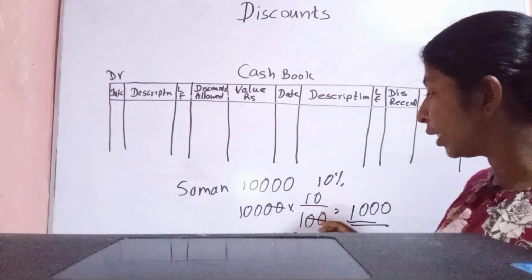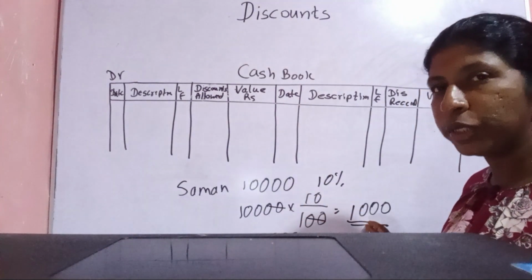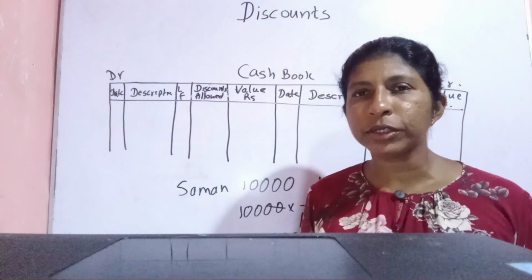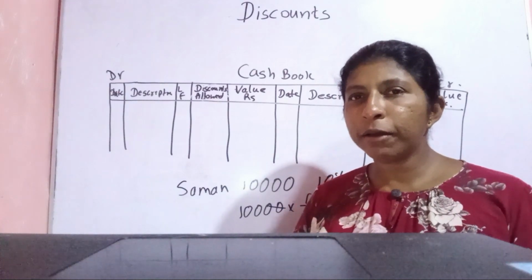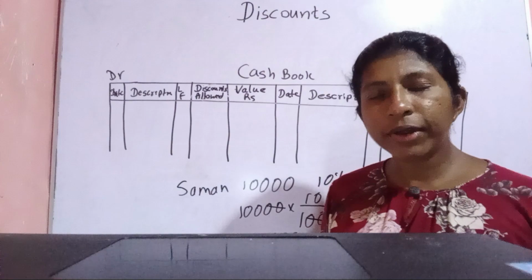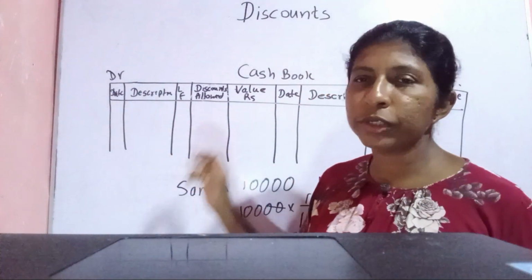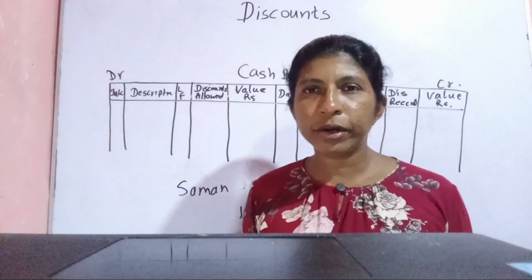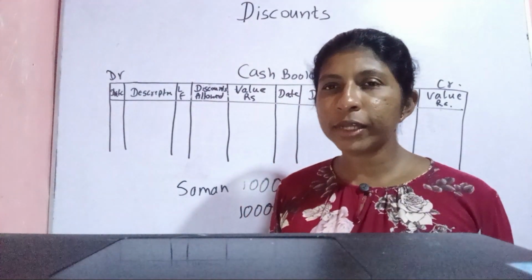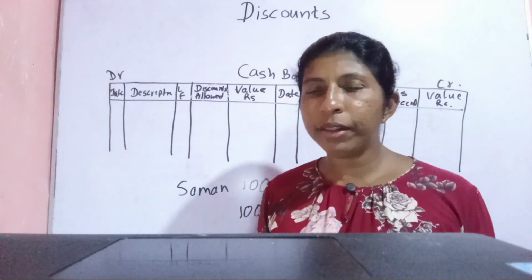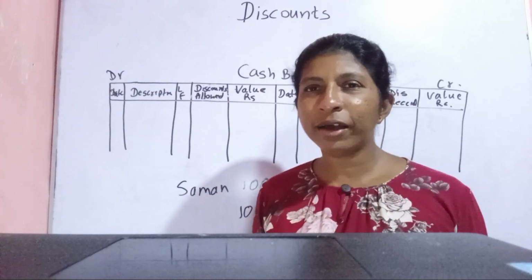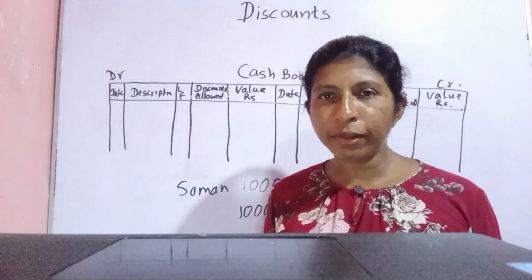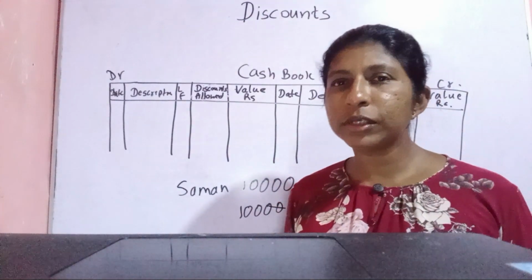As well as we are receiving 10,000 minus 1,000, 9,000 from our trade debtor. We have to record that also. That figure we can debit to the cash book because we are receiving money 9,000 from our debtor Saman. Therefore, debtor Saman's account we can credit that amount, as well as we are crediting that 1,000 also to the debtor's account. Therefore, full 10,000 we can settle off in Saman's account.